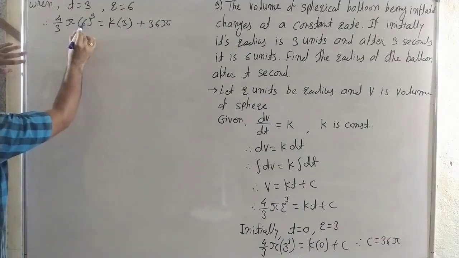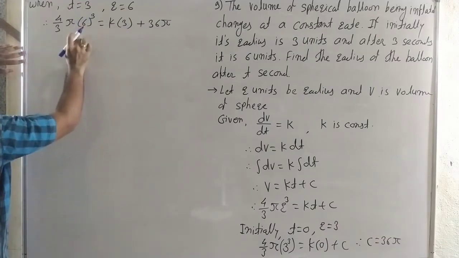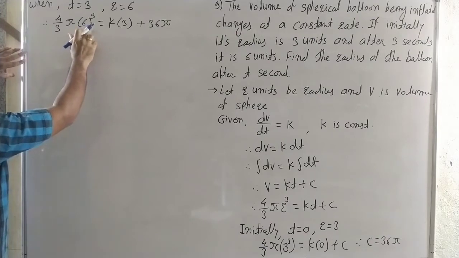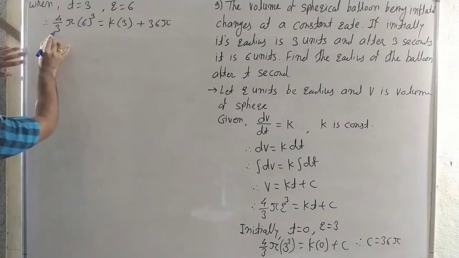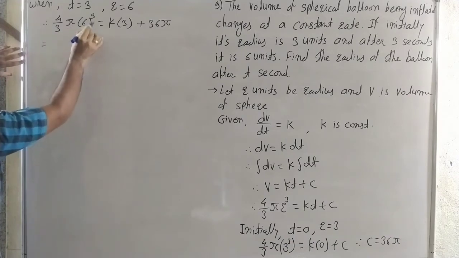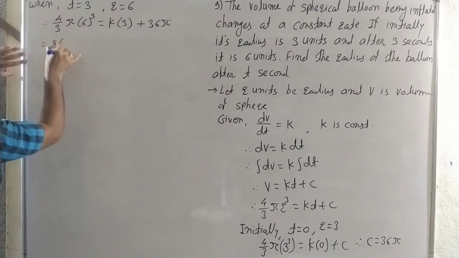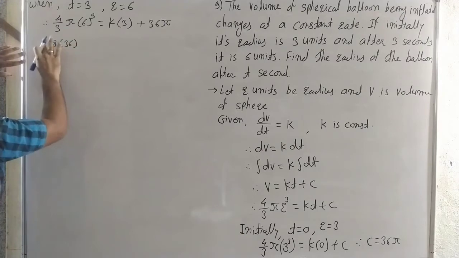Here it is 6 cube. See carefully, it is 6 cube. That means 36 into 6. Then 3 divided by 6, that means 2. That means here 8 into 36. See carefully this calculation.